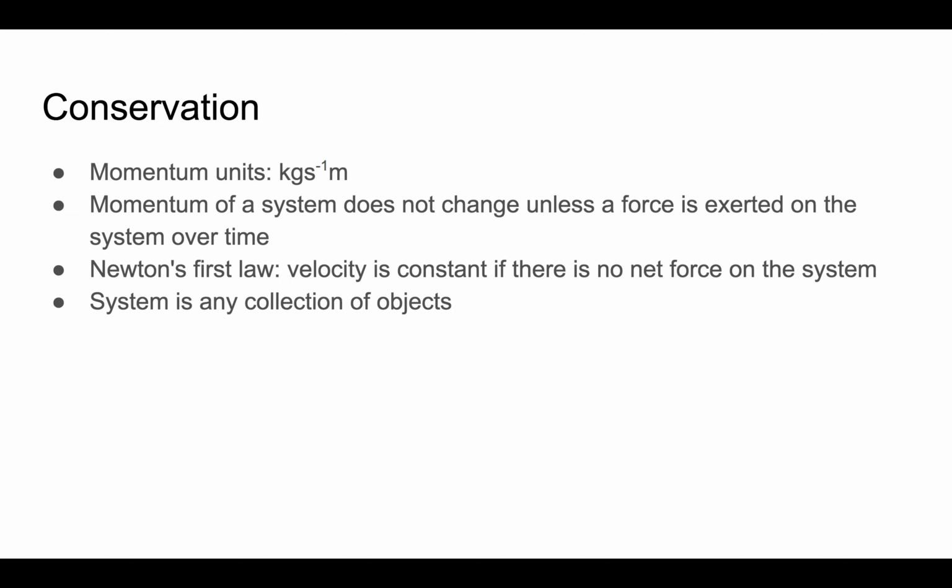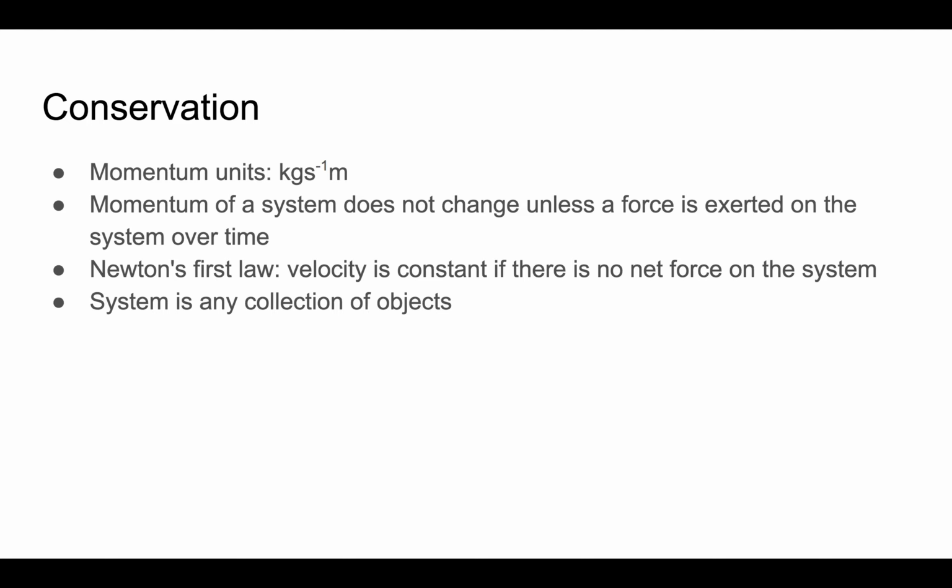So momentum is conserved, and what that means is that unless a force acts on the system, its momentum is not going to change. And remember Newton's first law, which said that an object's velocity is constant unless it's acted on by an external force. You can see how that ties into momentum here, because if an object has some momentum and there's no force acting on it, then it continues going with that momentum. And so its velocity doesn't change.